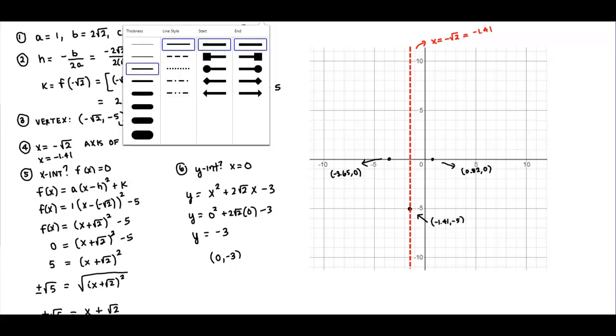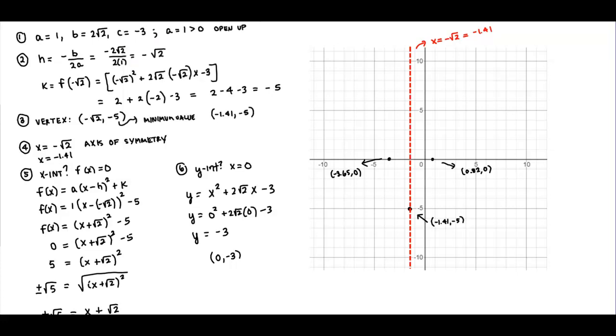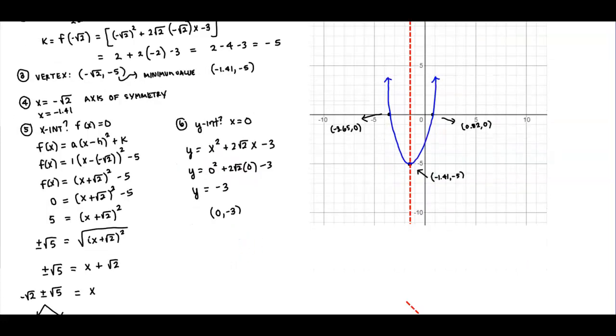Okay, and now we can create our parabola. So there is one half of the parabola, and there's the other half of the parabola. And then let's make sure that we have our y-intercept, and we can see that there's our y-intercept located at 0, negative 3.